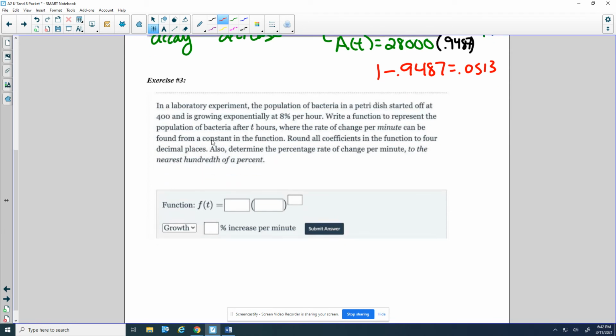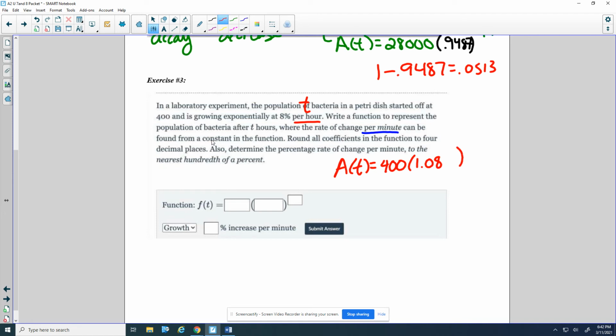In a laboratory experiment, the population of bacteria in a petri dish started off at 400 and is growing exponentially at 8% per hour. So this one's a little different because t is in hours, okay? So let's write that function first. Growing at 8%. Now we want to write a function to represent the population of bacteria after t hours, where the rate of change per minute can be found from a constant in the function, okay?